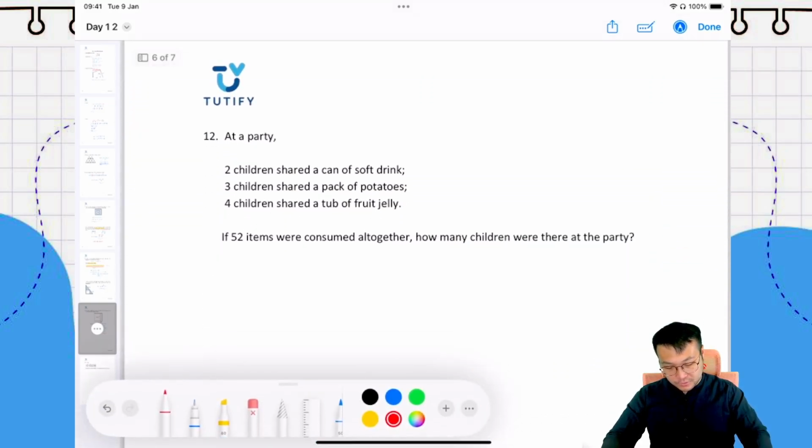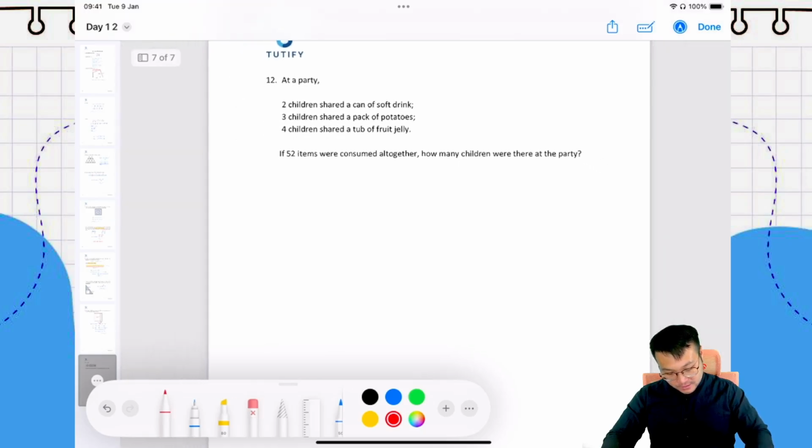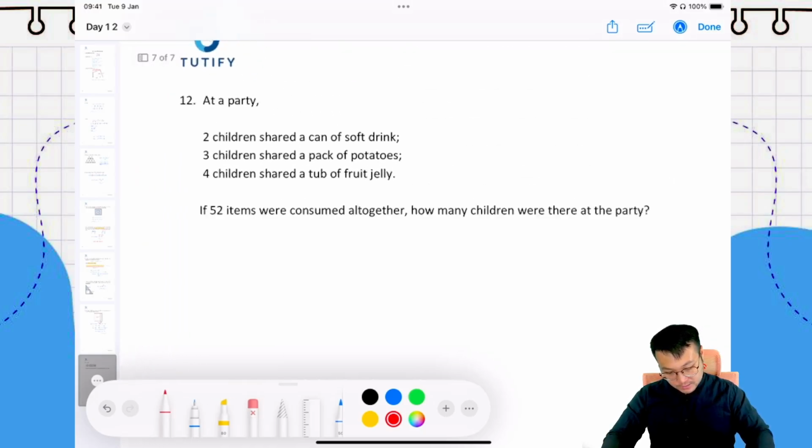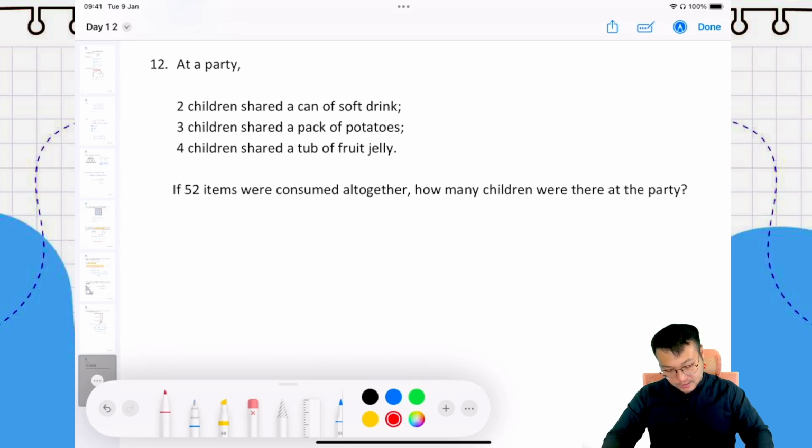And let's move on to our last question of the worksheet. Okay, so students, at a party, 2 children shared a can of soft drink. 3 children shared a pack of potatoes. And 4 children shared a tub of fruit jelly. There are 52 items that were consumed altogether. How many children were there at the party?